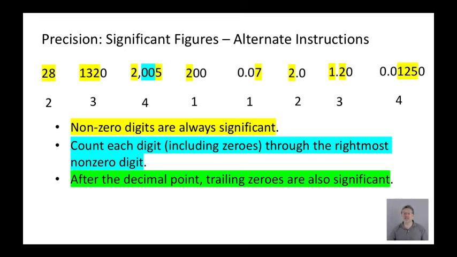Take a look at the 3 above me here. You'll see that those areas also light up in green, giving us for the first one a total of 2 significant figures, the second one a total of 3, for the third one a total of 4, for the fourth and fifth one just 1, and for the sixth, seventh, and eighth examples 2, 3, and 4.